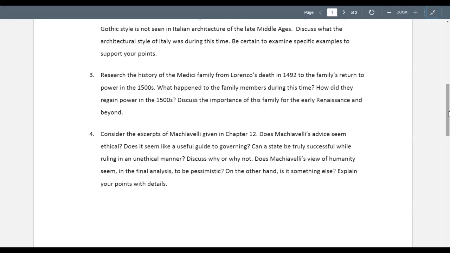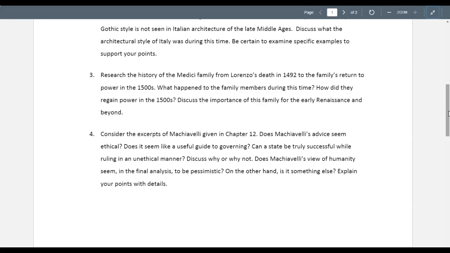In chapter 12, it also talks about Machiavelli. You're given a few excerpts from The Prince. So I want you to look at what his advice was to a governor or a ruler. The prince does not necessarily refer to just royalty, but can refer to anyone who is going to be in a position of power, of control. And look at what that advice states.